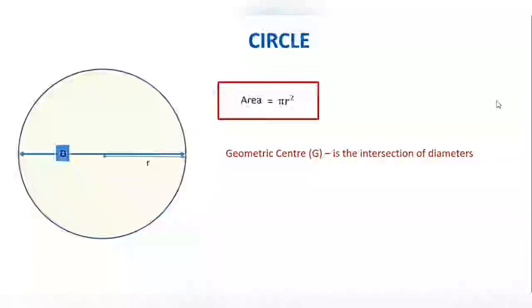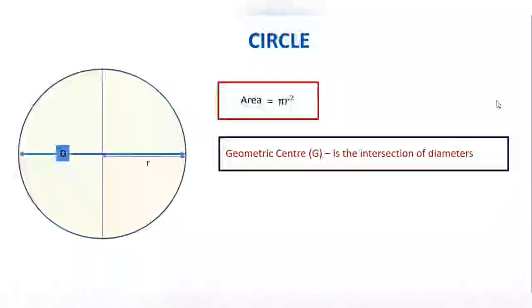Where is the geometric center of a circle? Where all the diagonals intersect. If I draw one more diagonal, or another slanting one also, they will all meet at this point. That is the center of the circle, G, the geometric center, right? Now we learn about the moment of inertia of a circle about this axis, x-axis.